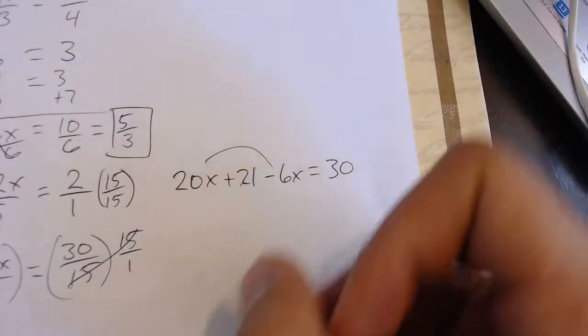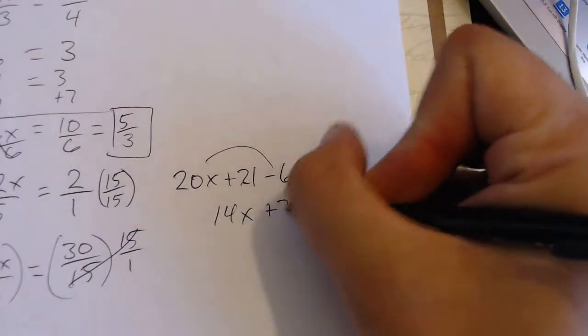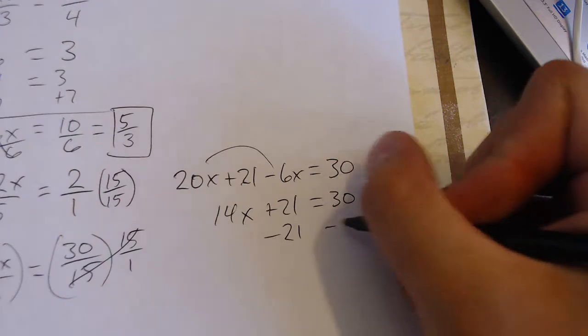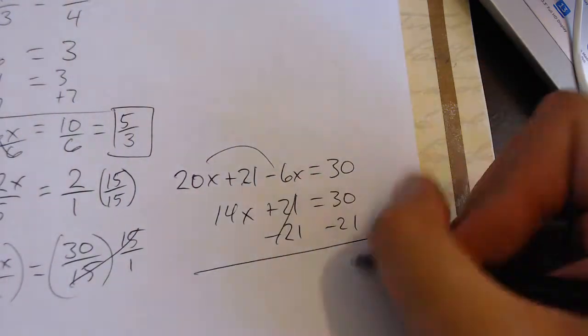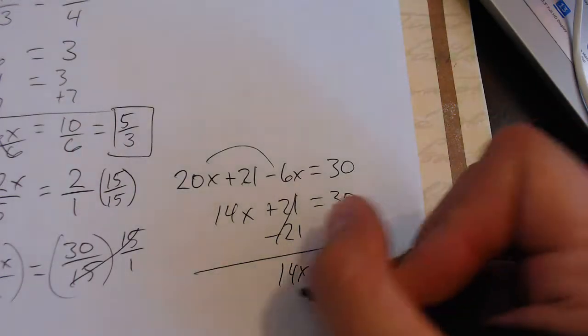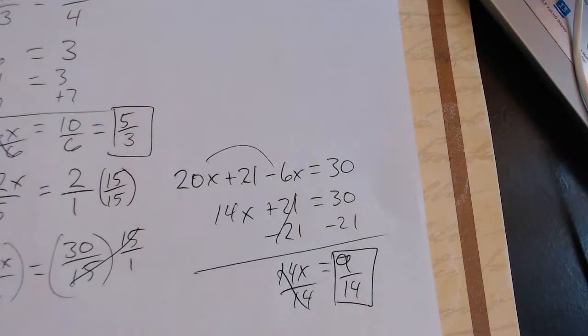We start combining like terms. 20x minus 6x gives us 14x plus 21 equals 30. Subtract 21 from each side. We get positive 9. And then 14x equals 9, divide by 14, x equals 9 over 14. And we're done.